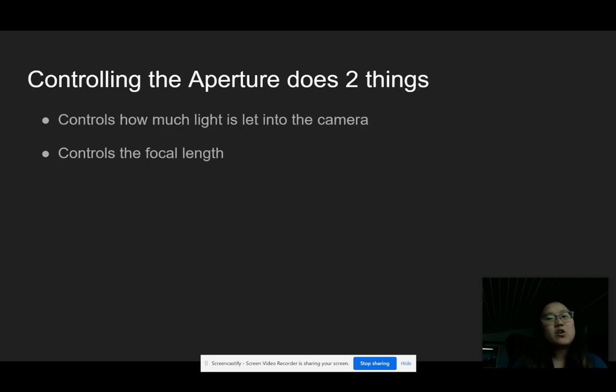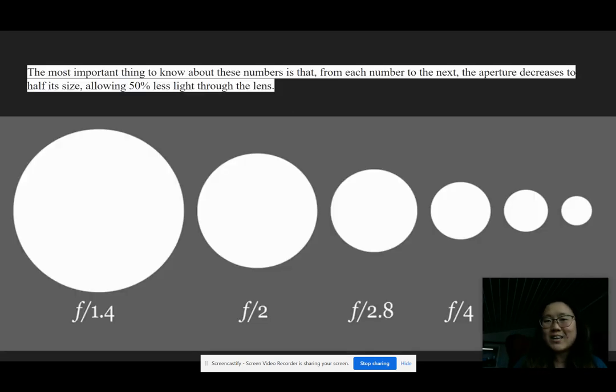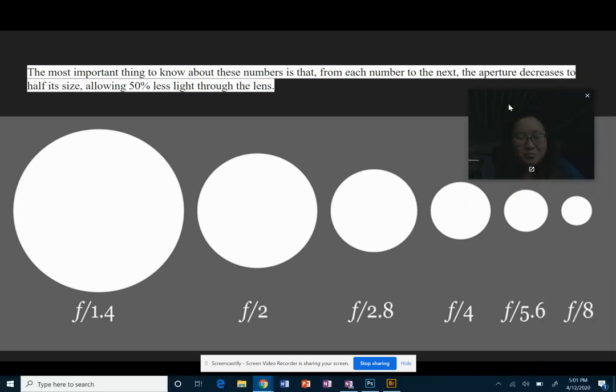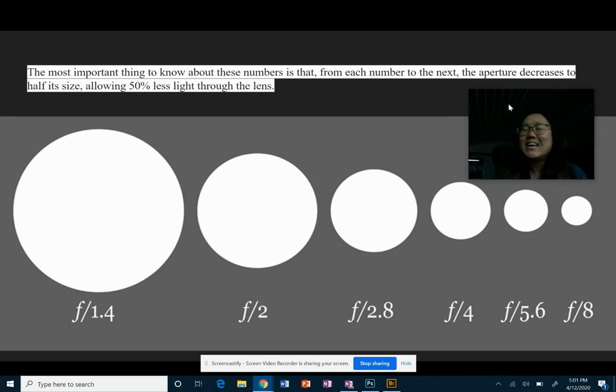Okay. So the aperture does two things. It controls how much light is let into the camera, and it controls the focal length, and that's really important. So notice right now, I'm going to move my face cam, that f1.4 is a pretty low number, but it has a really big physical aperture. And as that f-stop goes up, the size of the physical hole goes down, and the amount of light that can pass through decreases.